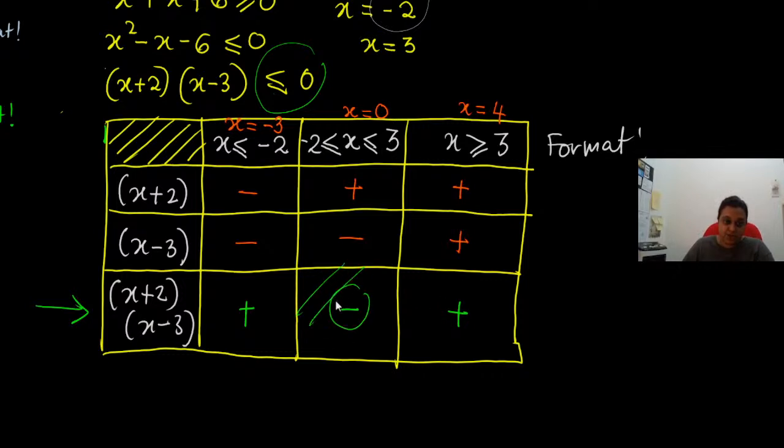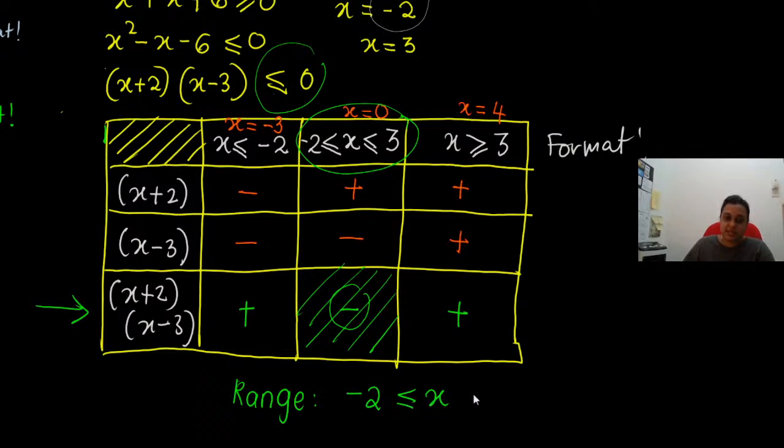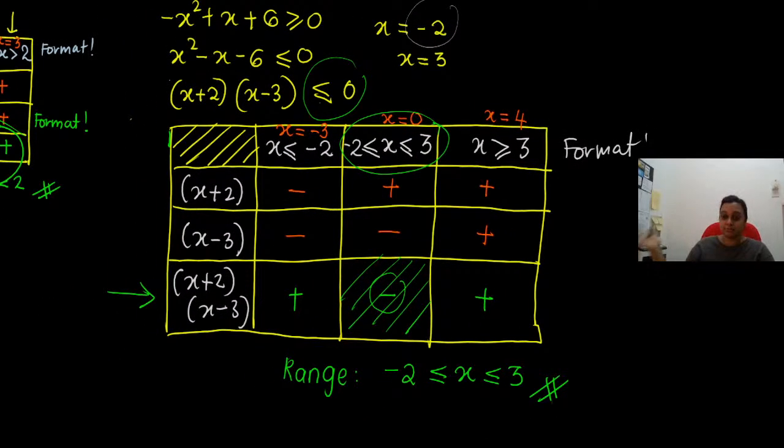Since this is smaller than or equal to 0, smaller means negative. So that means I'm going to choose this. Therefore, for your range, you just copy this as your answer. So the range of x is -2 smaller than x, smaller than 3. You check and see, is it the same answer as what we did for the number line just now? It's the same, right? So far so good for the table method.